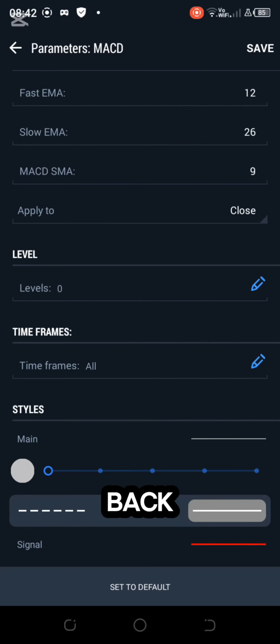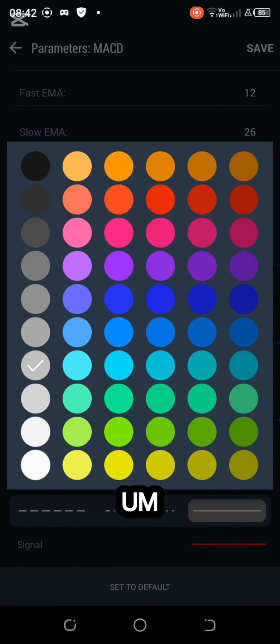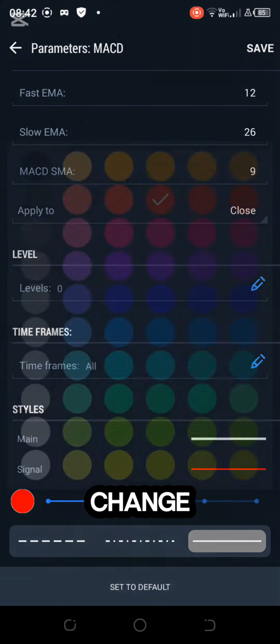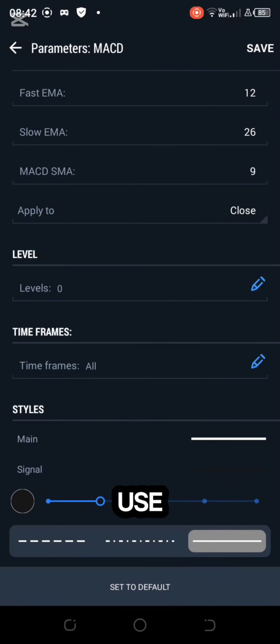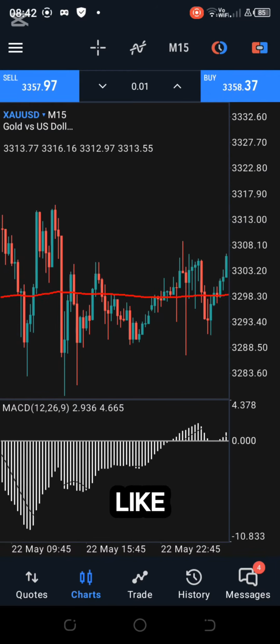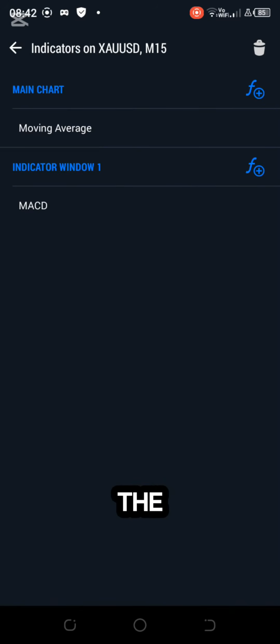Then I'm going to go back again and go on the styles. On the styles, on the main, I'm going to use white, so I want it to be more visible. Then on the signal, I'm going to change the color to the color of the background, so I'm going to use black, and I'll save. So we now have the MACD. It should look something like this. Then we're going to go again on the settings.